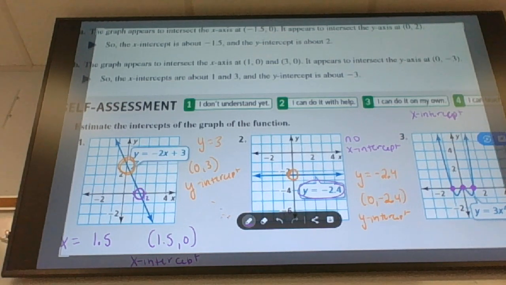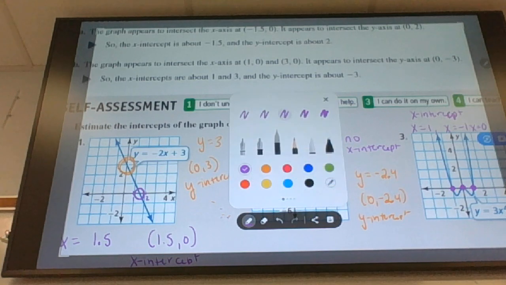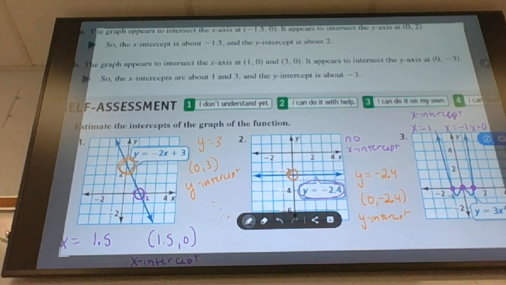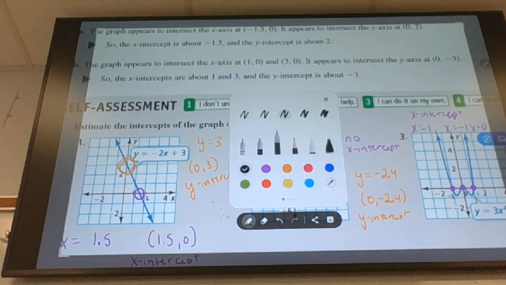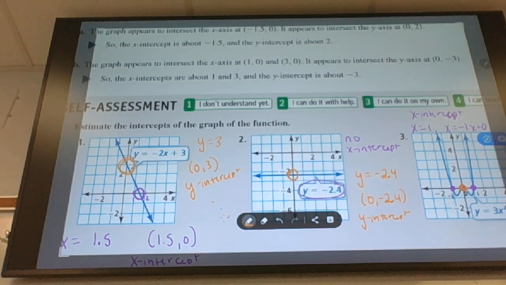Negative 1, 0, and 1. Yes, there are 3. This crosses the x-axis in 3 places: at negative 1, at 0, and at 1. Good job. And then there's actually only one y-intercept, where it crosses the y-axis.